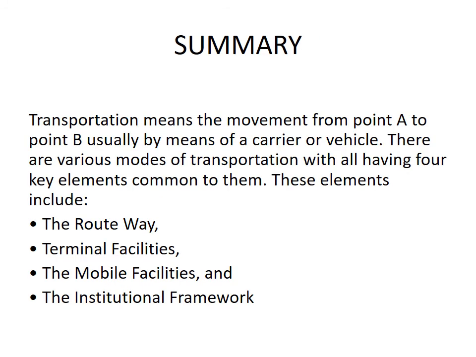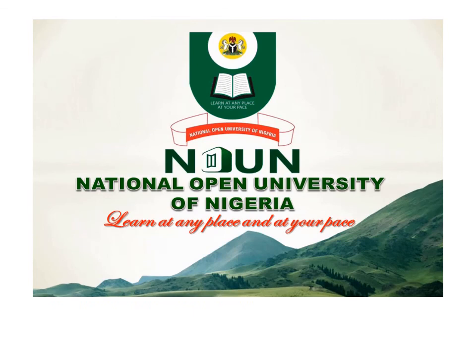Summary: transportation means the movement from one particular point to another. We may say from point A to point B, usually by means of a carrier or vehicle. There are various modes of transportation, all having four key elements common to them. These elements are the routeway, which we have discussed, the terminal facilities, the mobile facilities, and also the institutional framework.